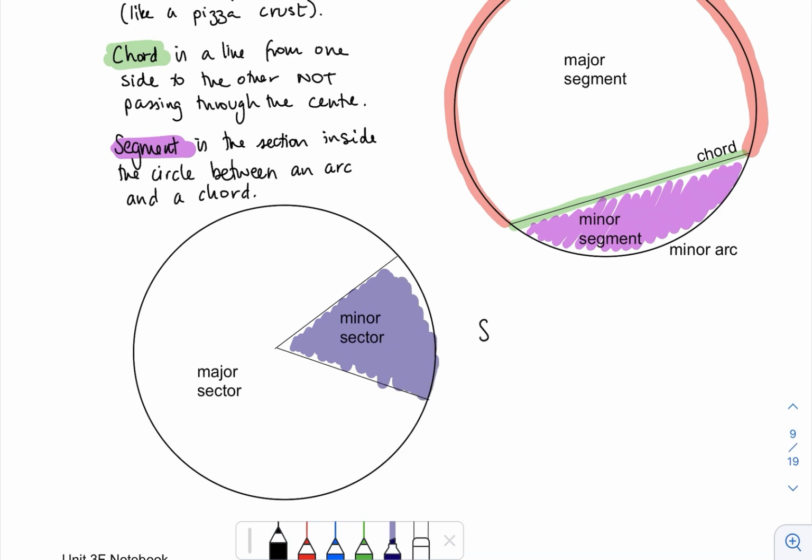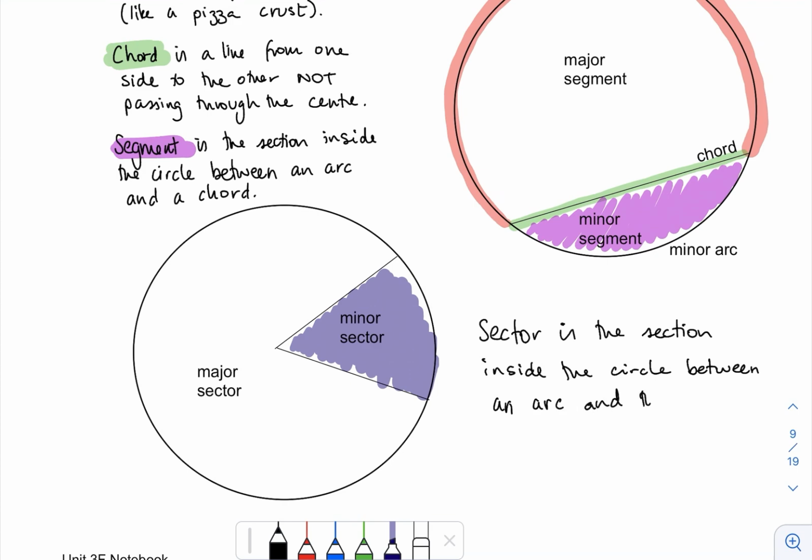Okay. A sector is the section inside the circle, this time it's between an arc and the radius. So remember, a segment was between an arc and a chord. This is between an arc and a radius. And if you want to think about it, it's like a slice of pizza. Okay, so that is a sector.